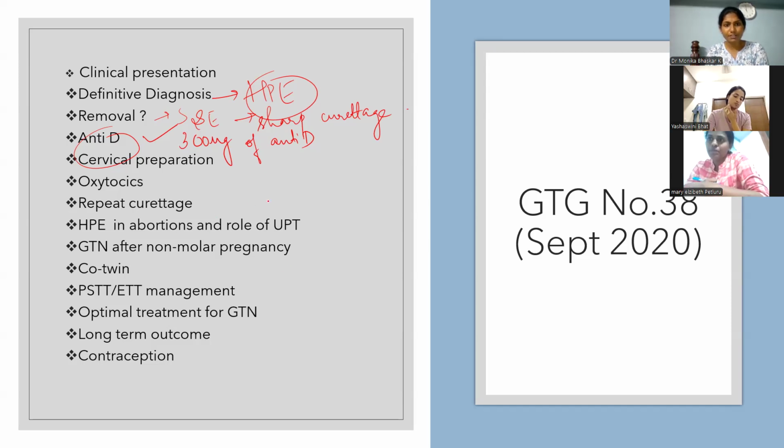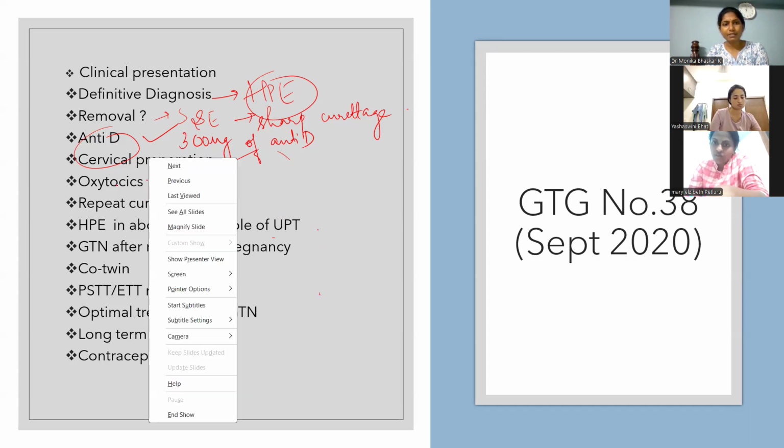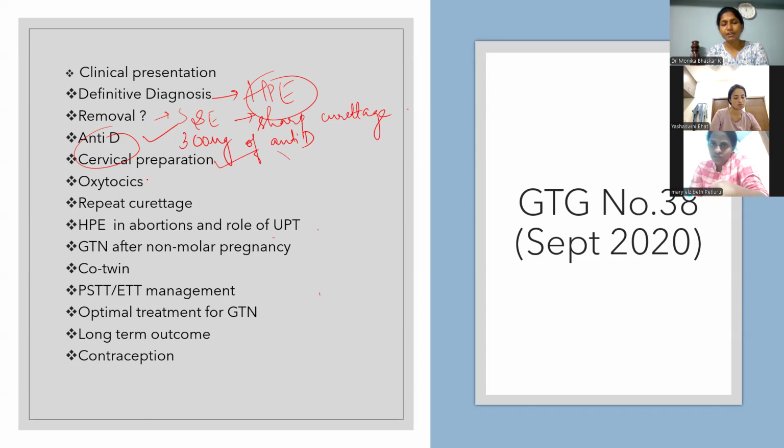And next, cervical preparation. Yes, cervical preparation can be given. Oxytocin is recommended only after evacuation. But if there is acute bleeding or the mother's hemodynamic status is not maintained, you can start oxytocin even during the time of evacuation, with the risk of embolization. But if there is no bleeding and the mother's vitals are stable, only post evacuation you have to start the Syntocinon drip.